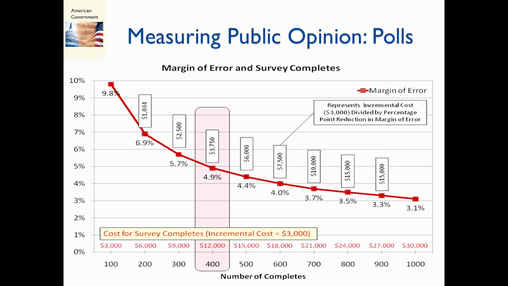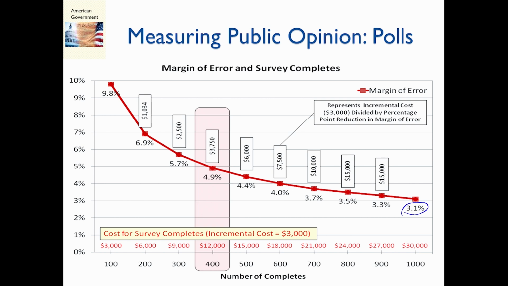Remember I told you that the magic number is right around 1,000 individuals. That's at the far end of the scale. So when we think about the number of individuals, 1,000 individuals gets you approximately a margin of error of about 3%.